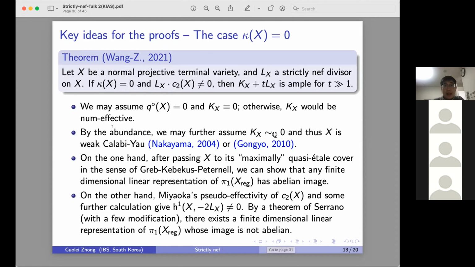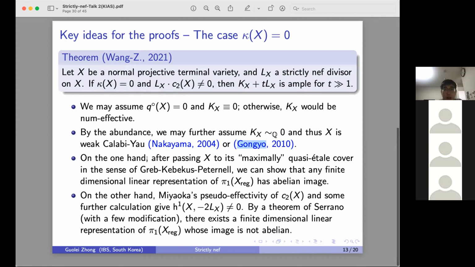Okay, so note that by our previous page, we can reduce to the case of the augmented irregularity vanishing. And also we may assume Kx is numerically trivial, for otherwise this Kx would be numerically effective, and hence we are done by the previous lemmas. So we just assume Kx is numerically equivalent to 0. And then by the abundance, we may further assume this Kx is semi-ample, Q-linearly equivalent to 0, and thus this X is weak Calabi-Yau. Okay, so the abundance just follows from the paper by Nakayama or Gongyo. I think Gongyo dealt with the LC singularities. Okay. This is in a more general form.